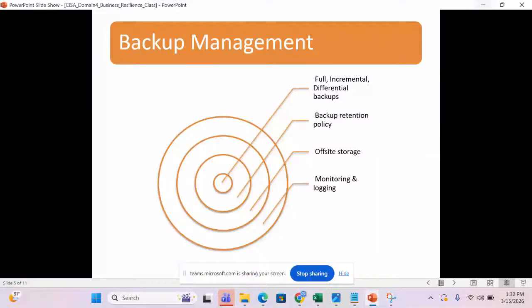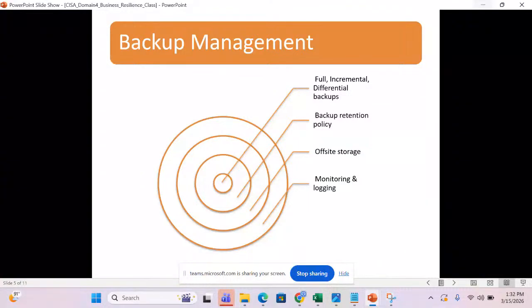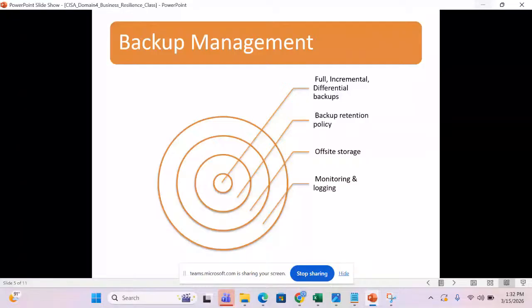Under backup management, we're breaking it down into four parts. You have the full, incremental and differential backups. You have the backup retention policy. You have the offsite storage, and then we have the monitoring and logging. Now, under full, incremental and differential backup.